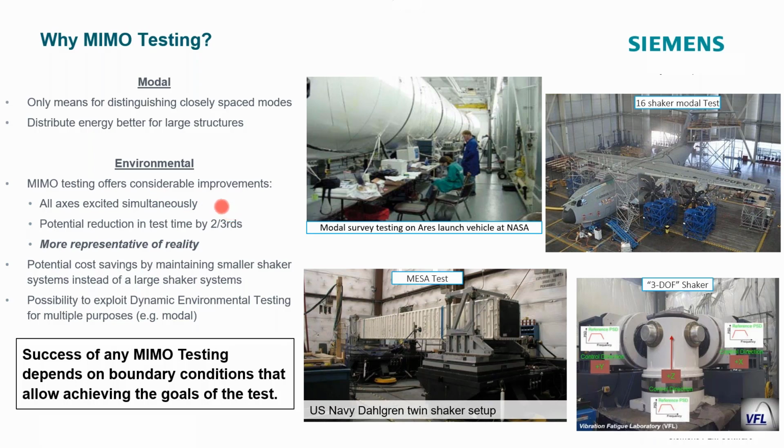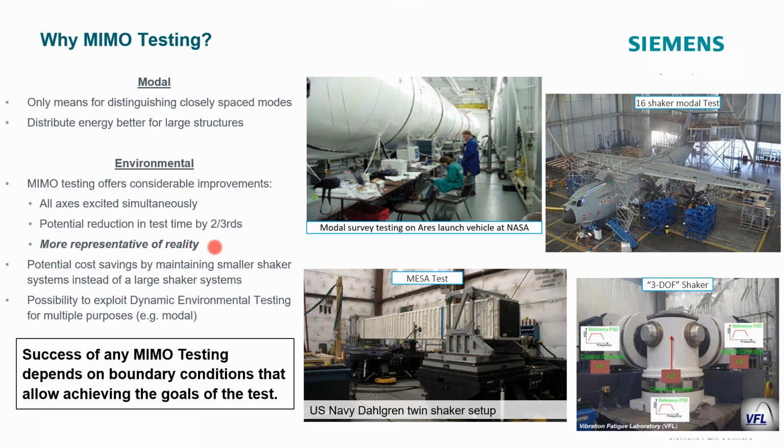So all axes can be excited simultaneously, and there's a potential reduction in test time by two thirds. So you see this 3 DOF shaker system, where you can excite all three translational, orthogonal directions simultaneously. Typically people will do these tests sequentially in each of the X, Y, and Z directions, but with this kind of a shaker setup, you can actually condense three of those tests into one single test with this 3 DOF type shaker. And bottom line is, and I highlight this because it's more representative of reality and what the structure will actually see in operational conditions.